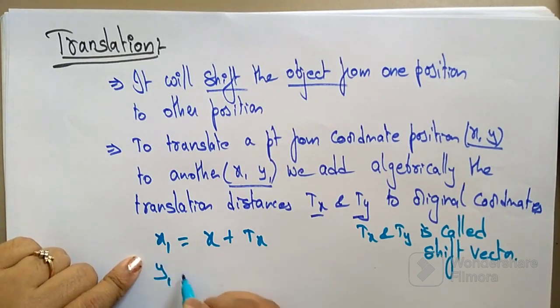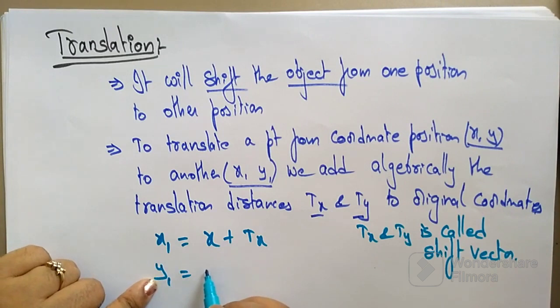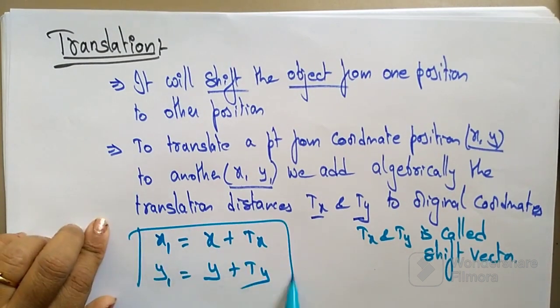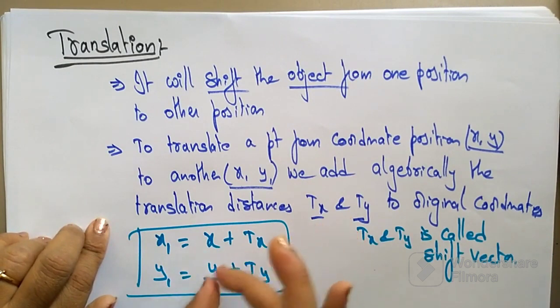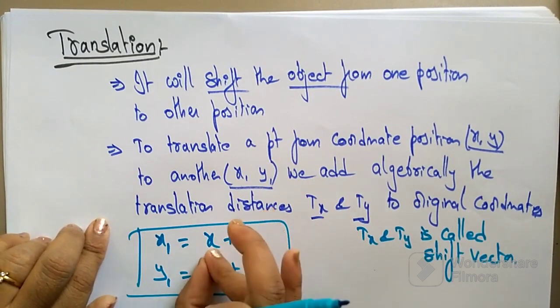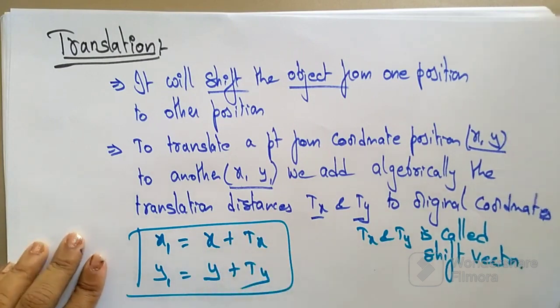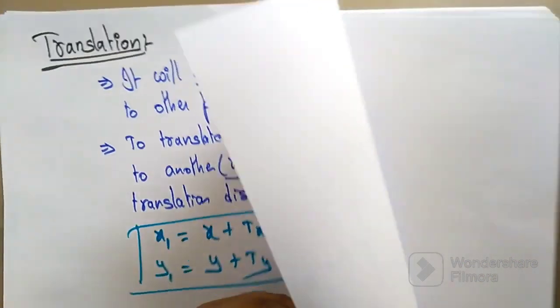In the same way for the y-axis, the new y coordinate will be the original y coordinate plus ty. So just remember this. Simply add the translation distance tx to the original x coordinate and the translation distance ty to the y coordinate. So the formula will be like this.